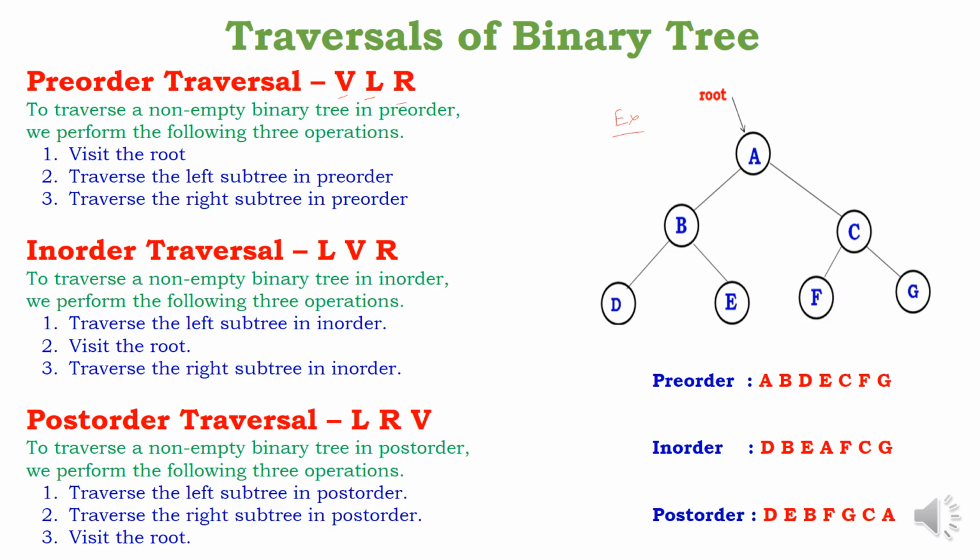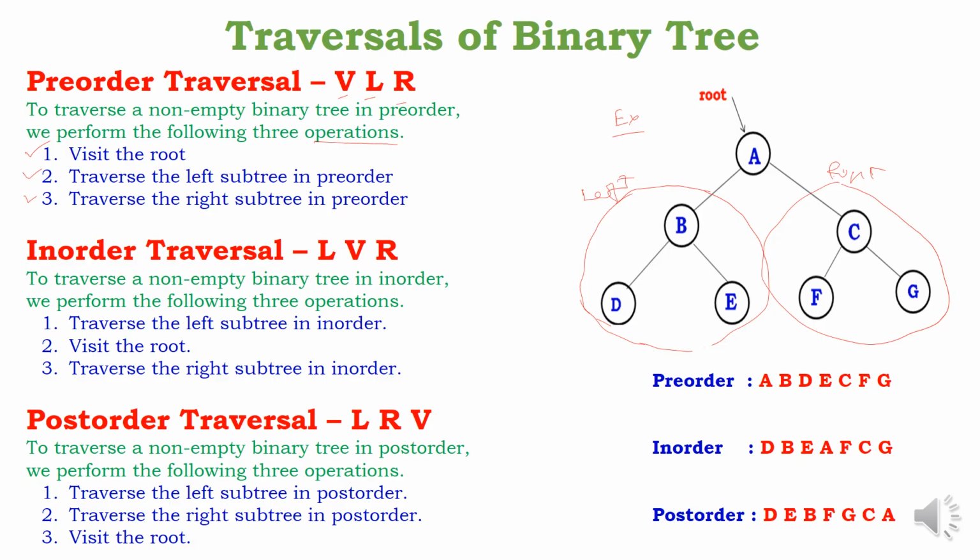To traverse a non-empty binary tree in preorder, we perform the following three operations. What are the three operations? Visit root node, traverse left subtree in preorder, traverse right subtree in preorder. Say we are considering only preorder traversal. This is the binary tree. It is having some nodes. A is root node, and there is a left binary tree and a right binary tree.